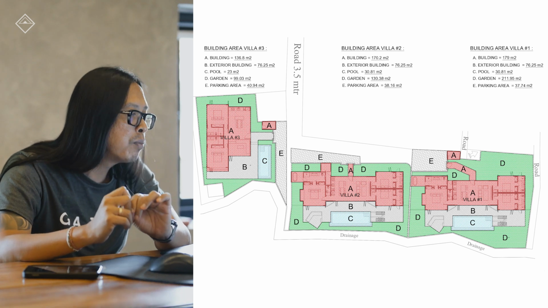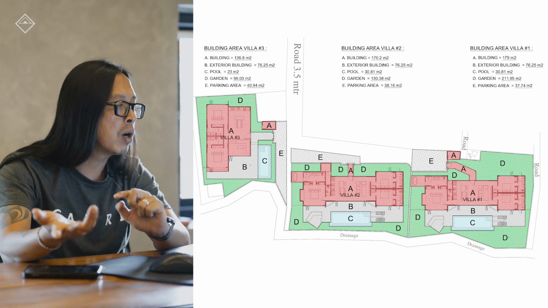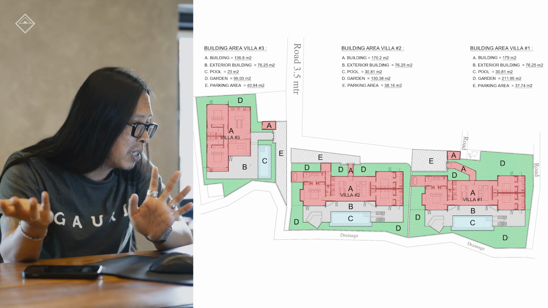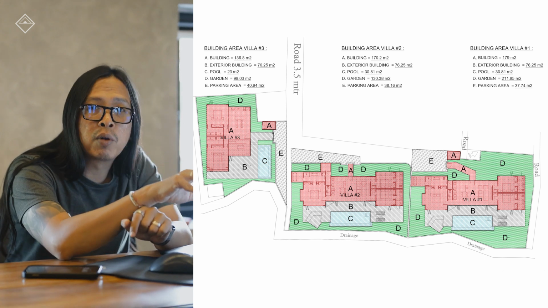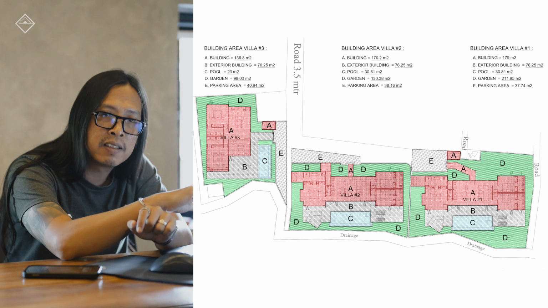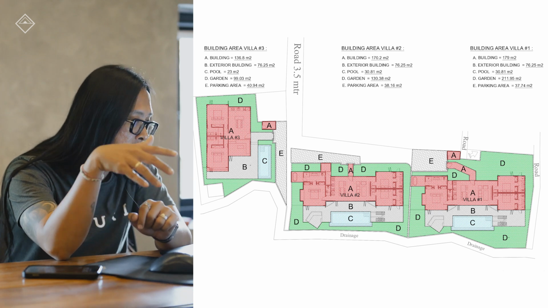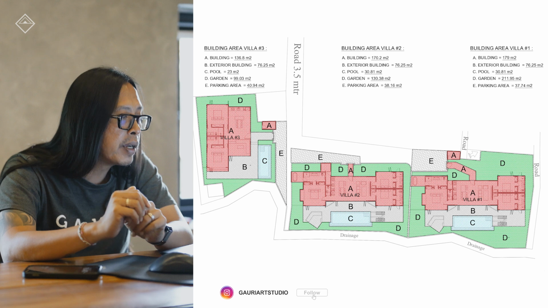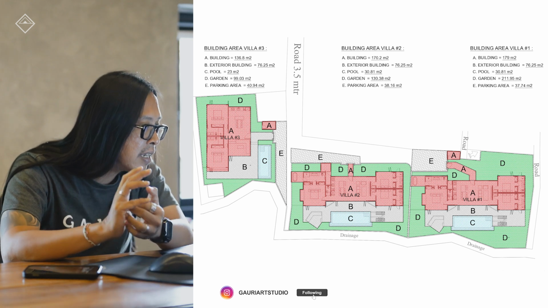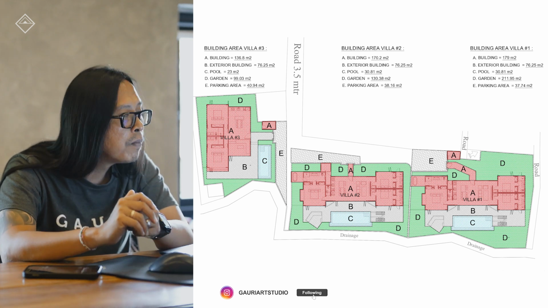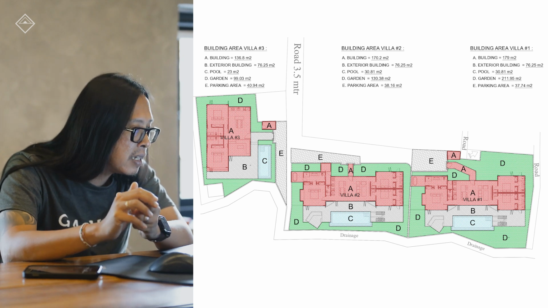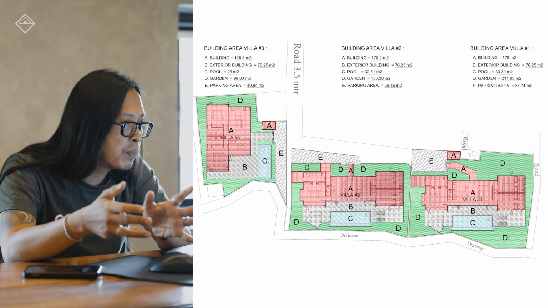For the exterior building, we have a standard of around 76.25 square meter, pool area 30.81 square meter. The garden, as usual, because plot number 1 is a bigger garden and plot number 2 is a smaller garden. The garden for villa number 1 is 211.95 square meter, and the garden for villa number 2 is 130.38 square meter. The parking area is quite taking space here.